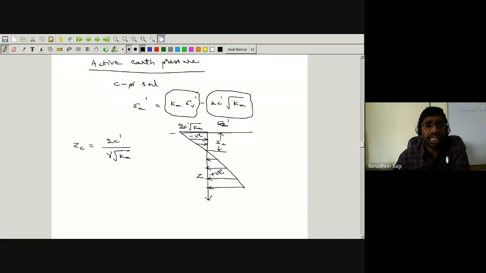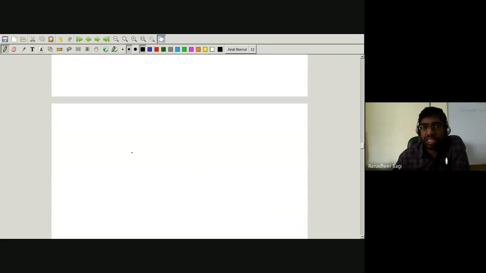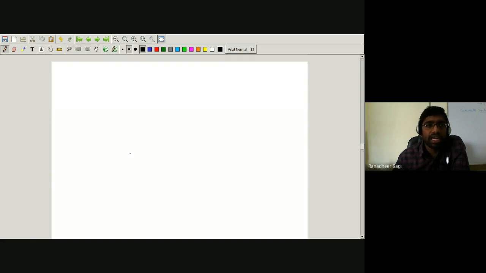Now, after understanding at what depth the tension crack gets developed in the soil, if at all it is getting developed, let us try to understand the depth at which the net resultant earth pressure force becomes zero on the retaining structure.